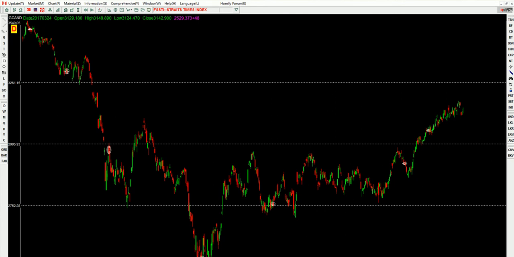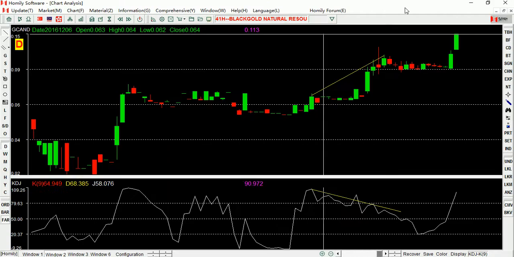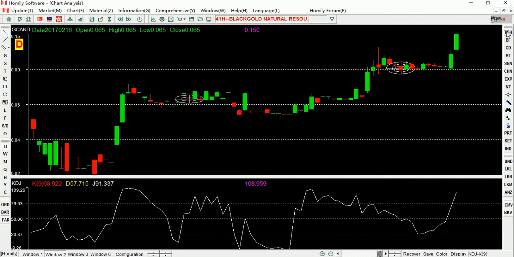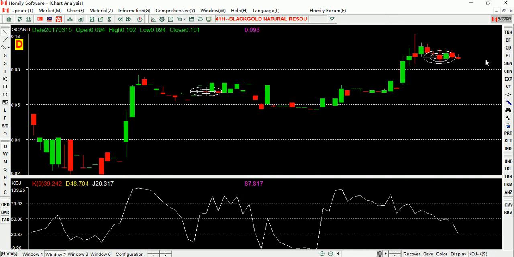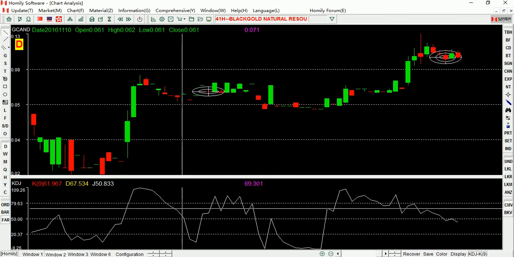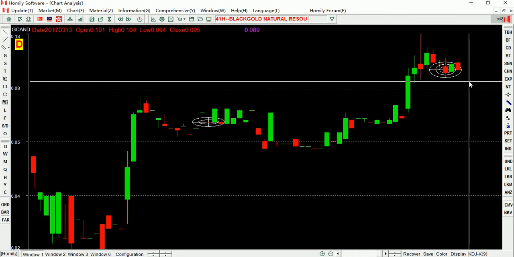Time black hole. Time black hole can help us to judge where the turning point is and whether there is a warning signal or not. So we can see the time black hole. Okay, then we see here. This is the time black hole, right? If you see the time black hole appears, it means this is the turning point, and it can also help us to judge the support and the resistance.